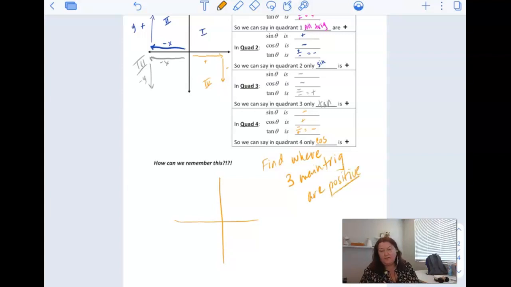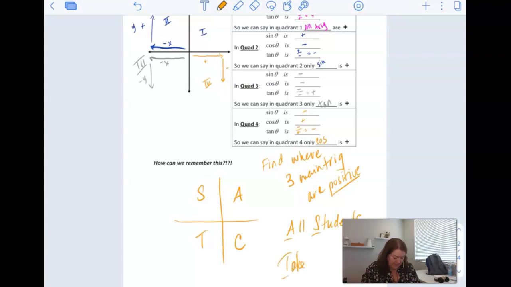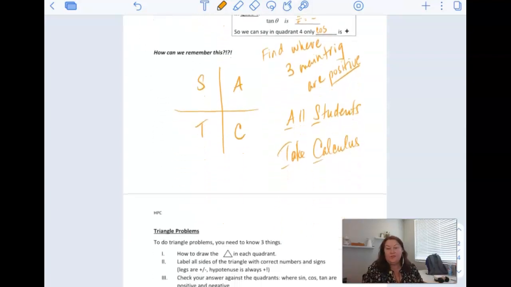And so the phrasing, starting in quadrant 1, is A, S, T, C, and that stands for All Students Take Calculus. Okay, so that would mean that in quadrant 1, all 3 of them, cosine, sine, and tangent, are all positive. In quadrant 2, only sine is positive. In quadrant 3, only tangent is positive. And in quadrant 4, only cosine is positive.